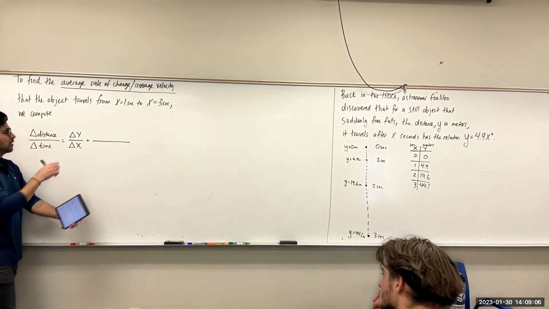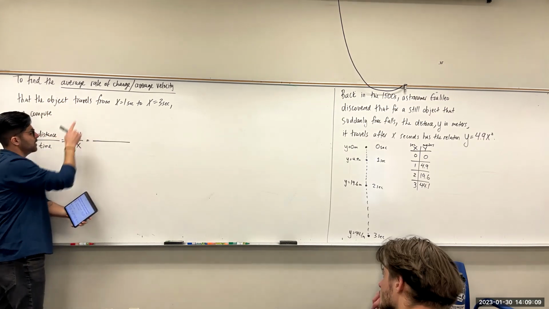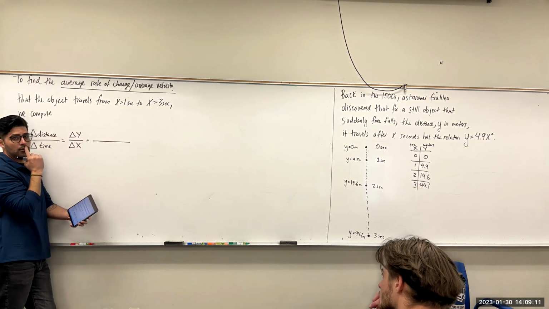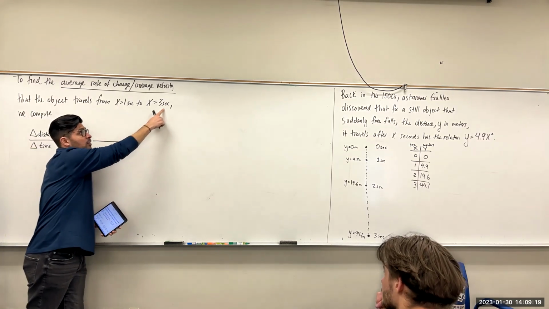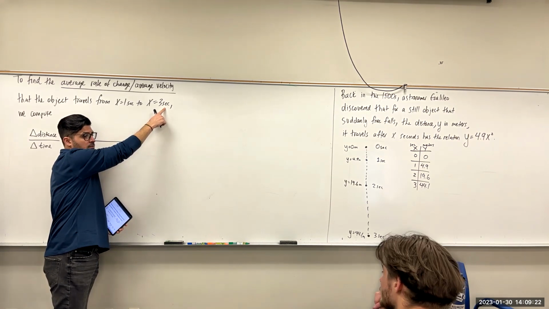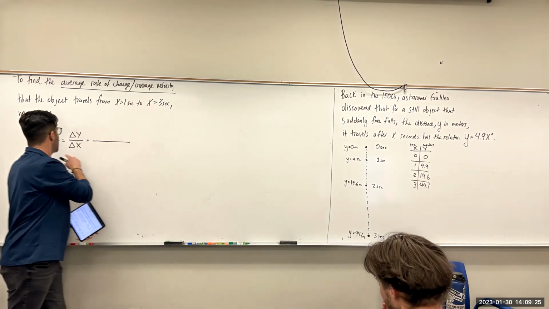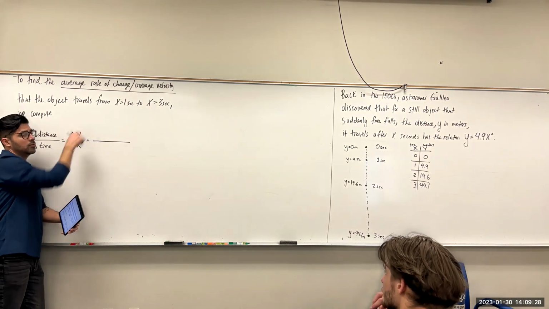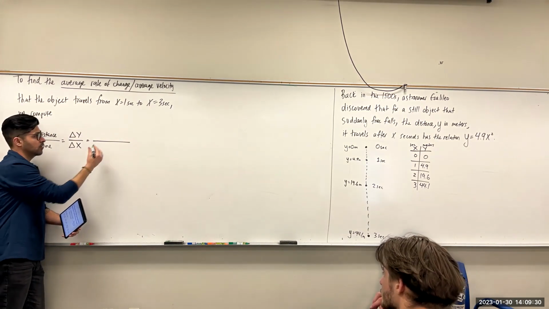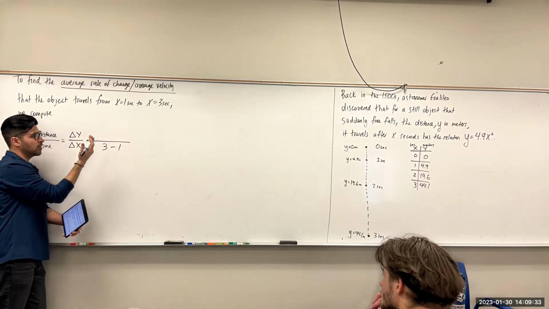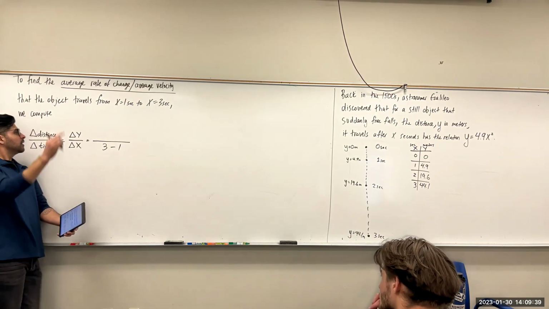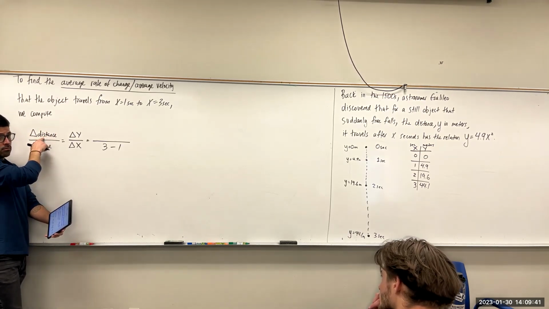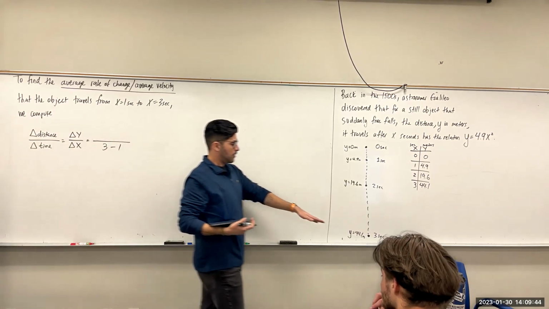Now, to find this specific one here, what time are we starting? Notice that it says from 1 second to 3 seconds, right? So it starts from 1 to 3 seconds. So how will we find the change in that time? What do we do to those two values? You subtract them. So you would do 3 minus 1, the time that you ended at minus the time that you started at.